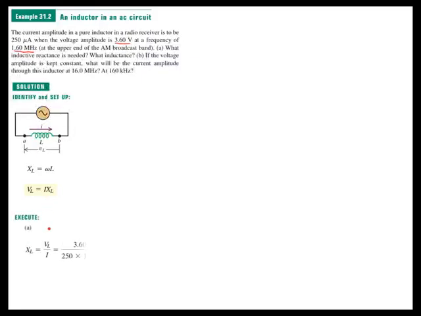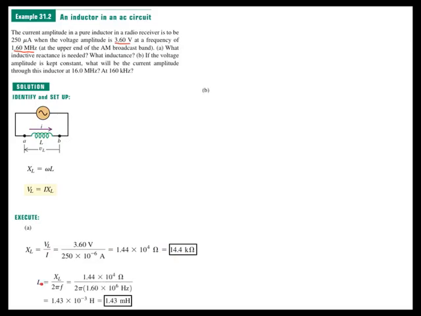So in part A, we're going to calculate the reactance that we need for the inductor, and that's going to be the amplitude of the voltage divided by the amplitude of the current, and we get 14.4 kiloohms. Rearranging equation 31.12, we can solve for the inductance, where we replace omega by 2 pi times the frequency in hertz, which in this case is 1.6 times 10 to the 6, and we get 1.43 millihenries for the inductance.